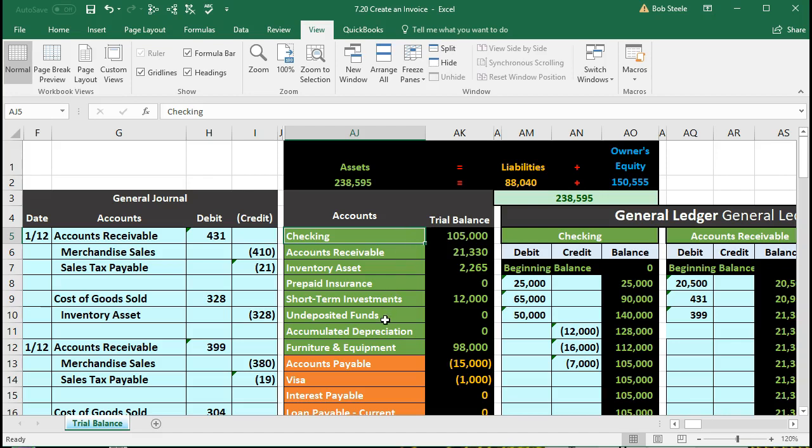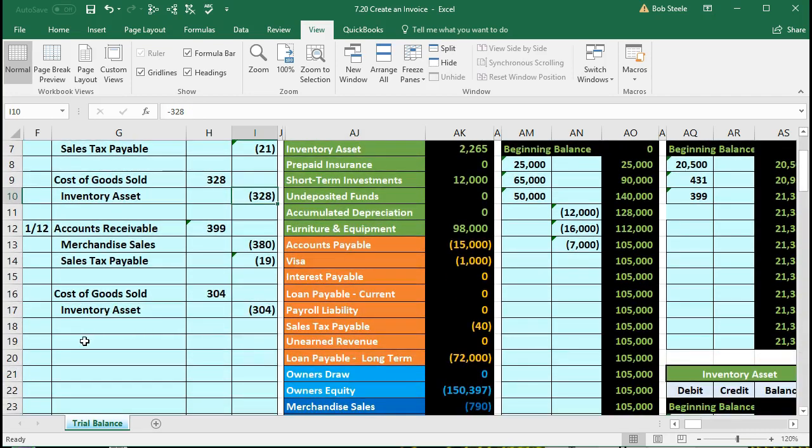Therefore, we are going to do this process. We're going to put it into undeposited funds, and then when we go to the bank and deposit them, we will move them from undeposited funds to the checking account in accordance with the grouping that we have deposited in. So we're going to scroll down here. We're going to put a new transaction.